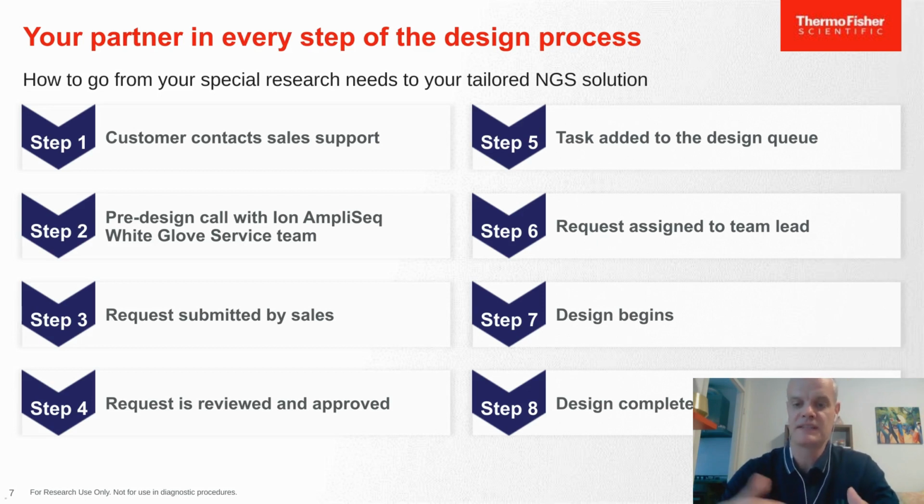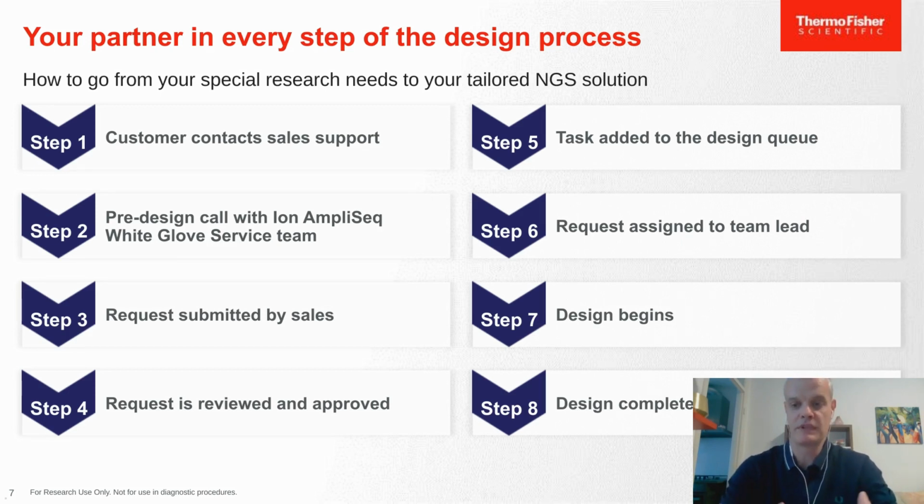And then at step 5, the design request, which has been approved, gets into what we call the design queue. This is a time where we have, of course, a certain number of people working on several designs. And so it's just the waiting time for having your specific request assigned to the most adequate partner in the white glove team to carry out the design.